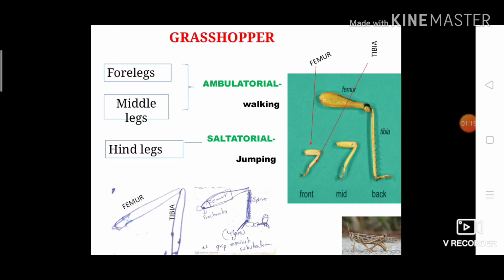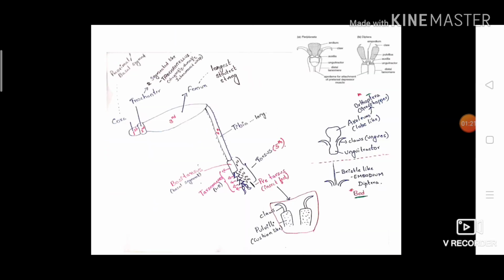Usually the tarsus consists of segments which are called tarsomeres. They are usually 1 to 5 in number. The first basal segment is called the basitarsus, which is larger than the remaining tarsomeres.